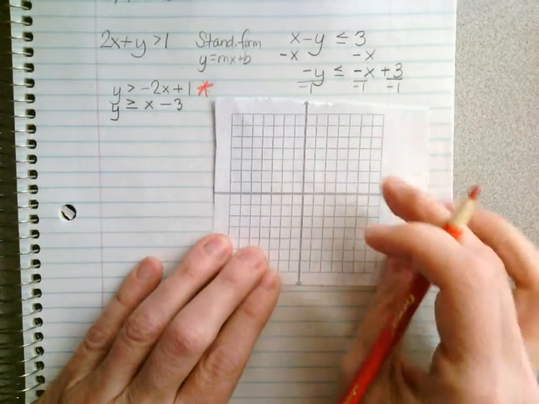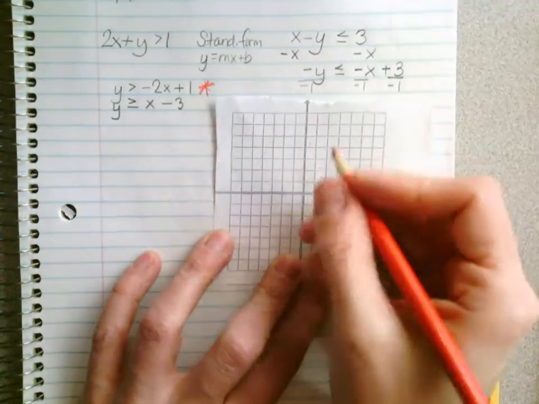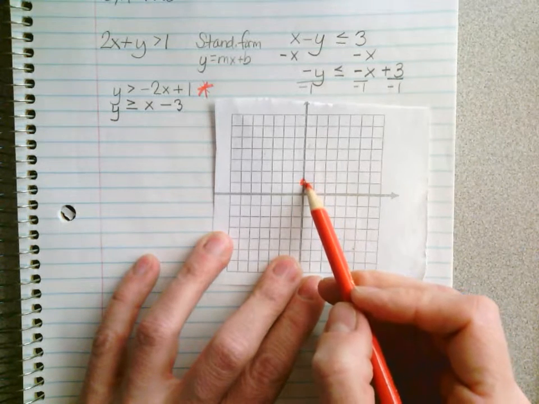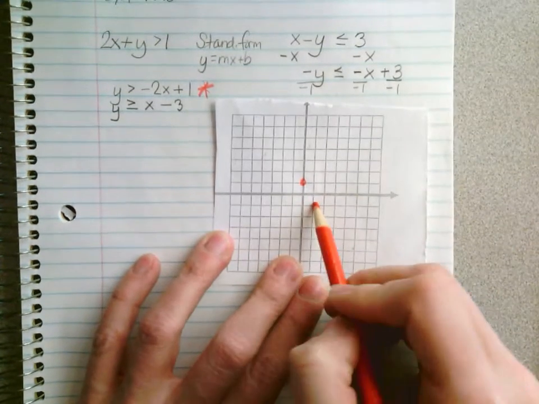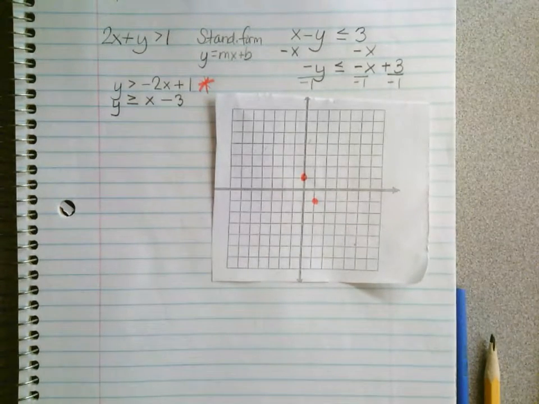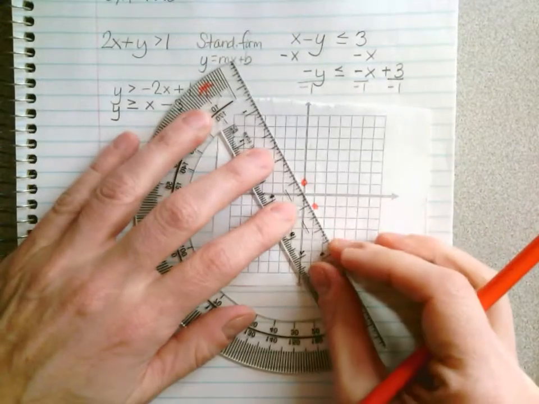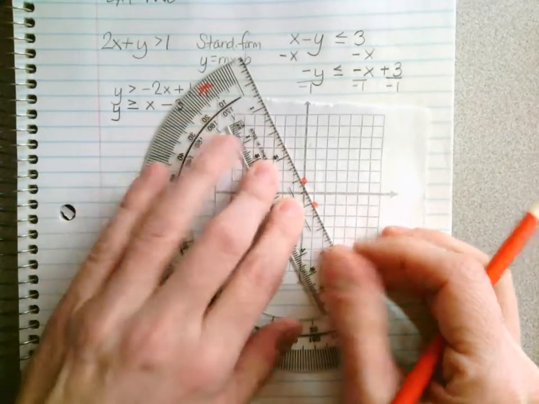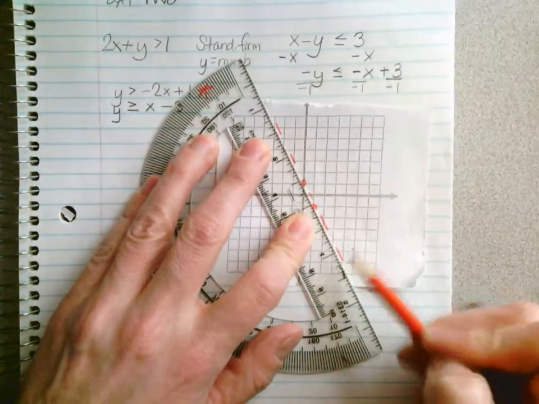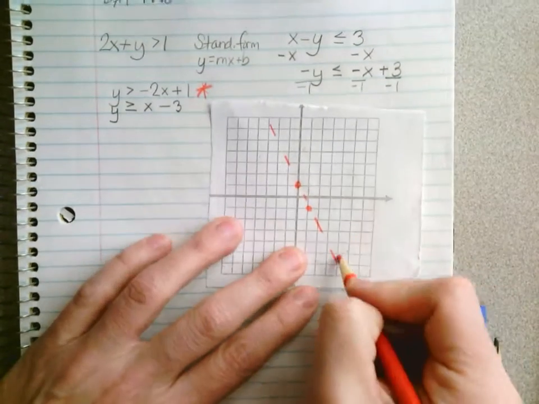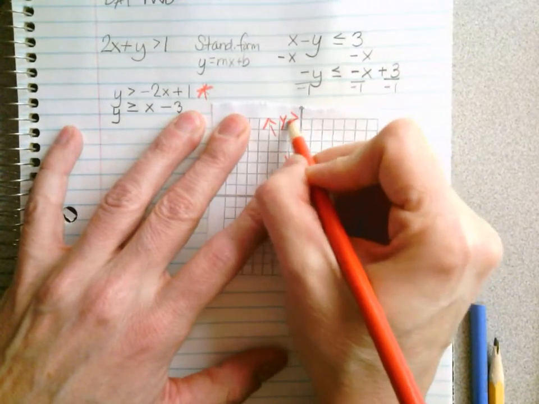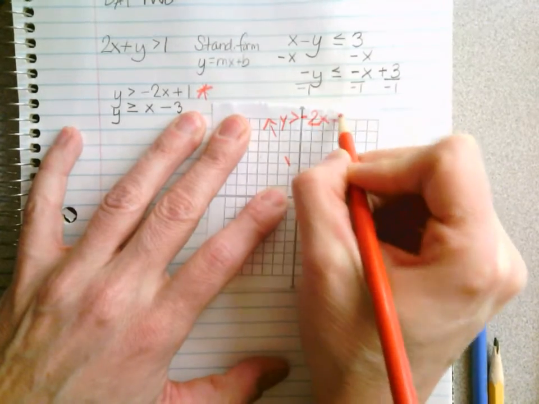Okay, so if my y-intercept is a 1, that's here. And if my slope is -2, that means down 2, right 1, which puts me here. And I'm going to decide, is it dotted or is it solid? Dotted, because it's only greater than. It's not also equal to. So this is the graph for y is greater than -2x plus 1.